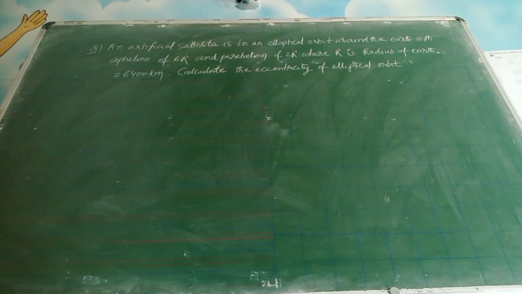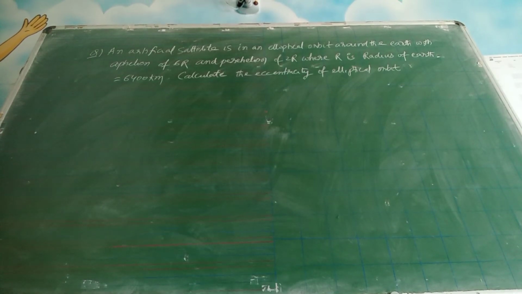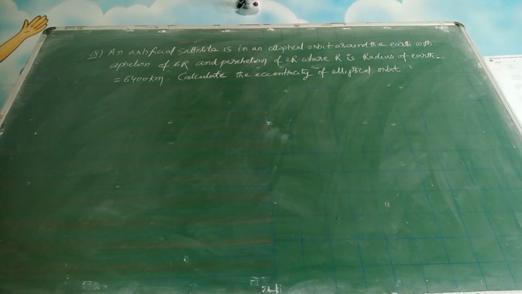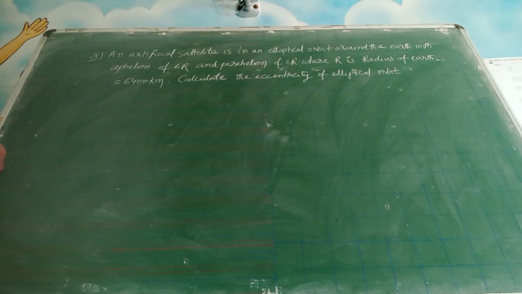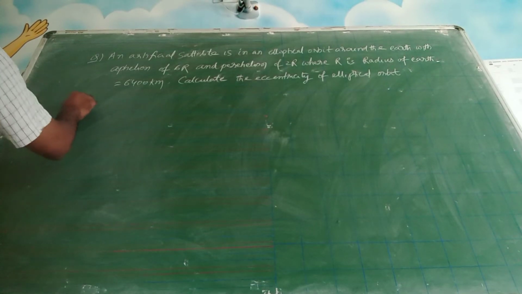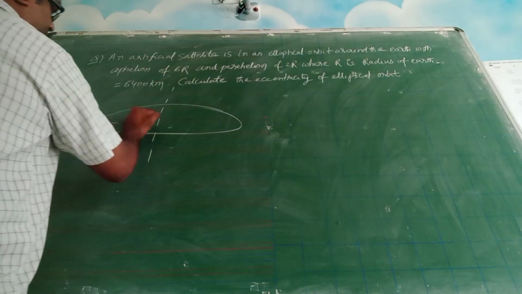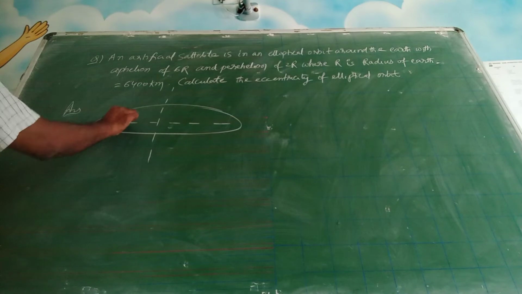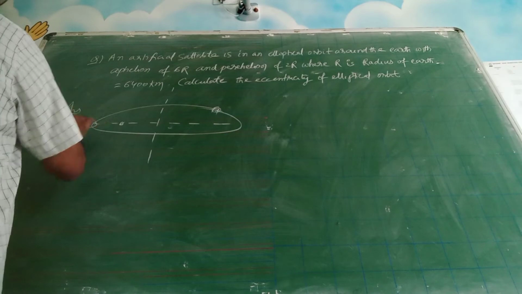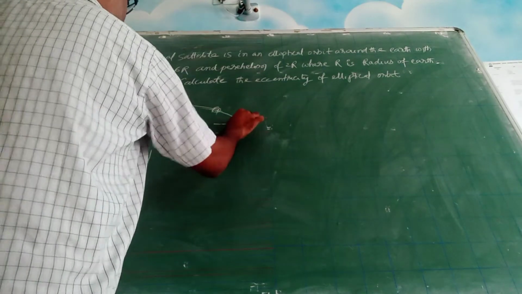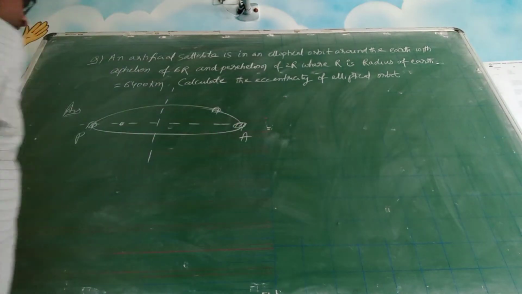See this question. An artificial satellite is in an elliptical orbit around the Earth with aphelion of 6r and perihelion of 2r, where r is the radius of the Earth. Radius of the Earth is given as 6,400 kilometers. Calculate the eccentricity of the elliptical orbit. So it is like this. It is going in an elliptical orbit. Somewhere here is the Earth's center, and the satellite moves like this. At some time it will occupy this position, and at some time this position. When it occupies this position, it is called perihelion. When it occupies this position, it is called aphelion.